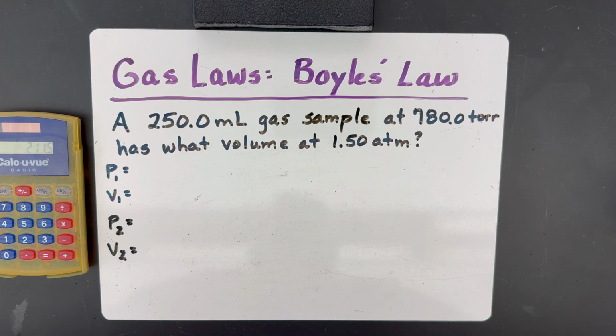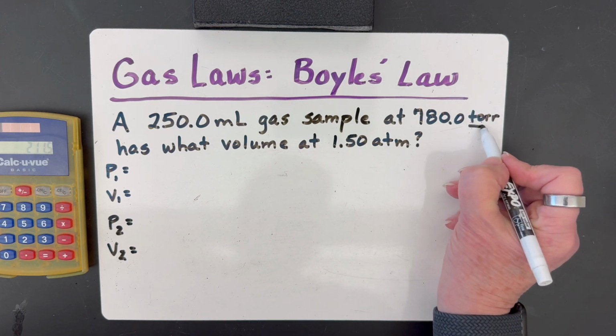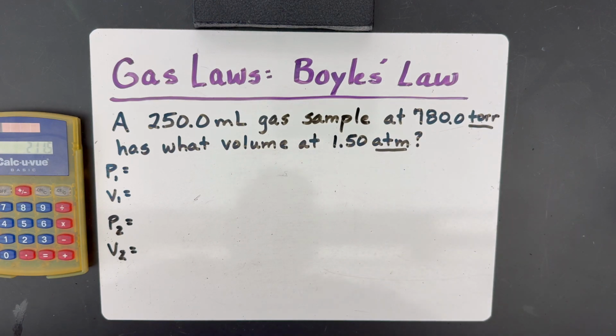We're going to look at one more problem, and in this problem our units don't match up, so we have to do a conversion. Our question is, a 250 milliliter gas sample at 780 torr has what volume at 1.5 atm? So we need to decide, do we want to change atm to torr or torr to atm, because these are our pressure units and we can't just plug them in the way they are. The pressure units have to match. So I need either both of them to be in torr or both of them to be in atm.